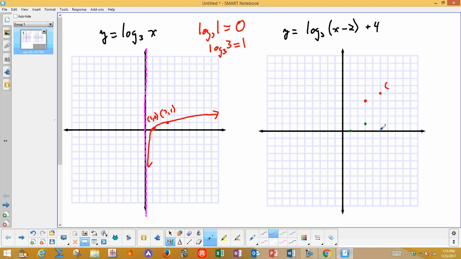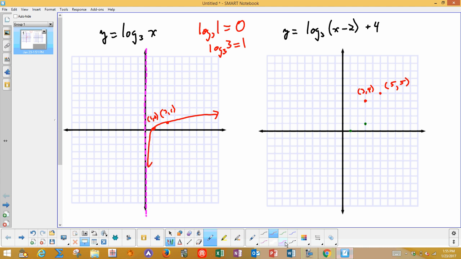So 2 more over, and then that's 5, and then 4 up. So it's going to be also 5. And then this point's going to be at 3, 4. Okay, over 2, up 4.